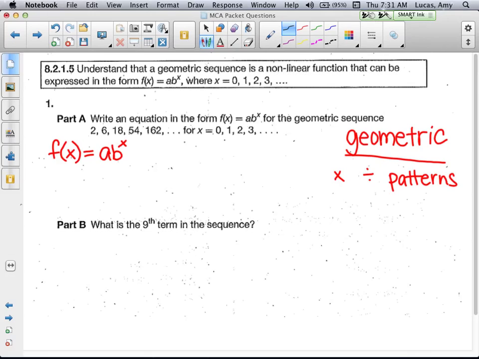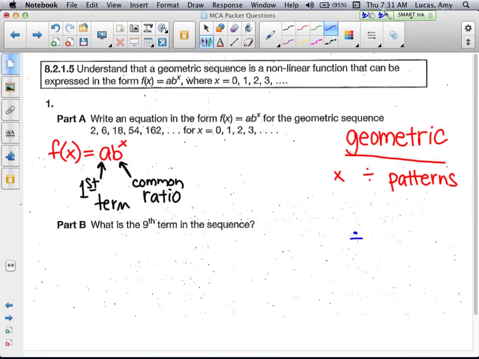and when you're using this formula or this equation, A represents the first term, and then B represents the common ratio. So what is being multiplied by each time? Notice that this equation is written as multiplication only. So you've got to be able to think about division as a multiplication relationship instead.